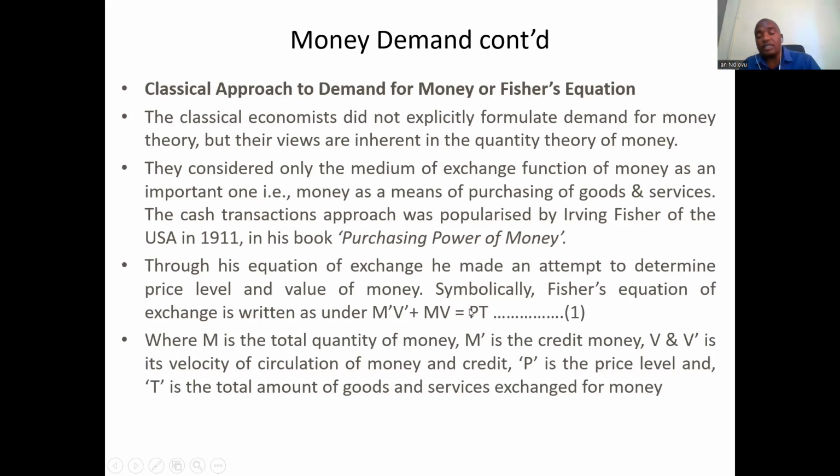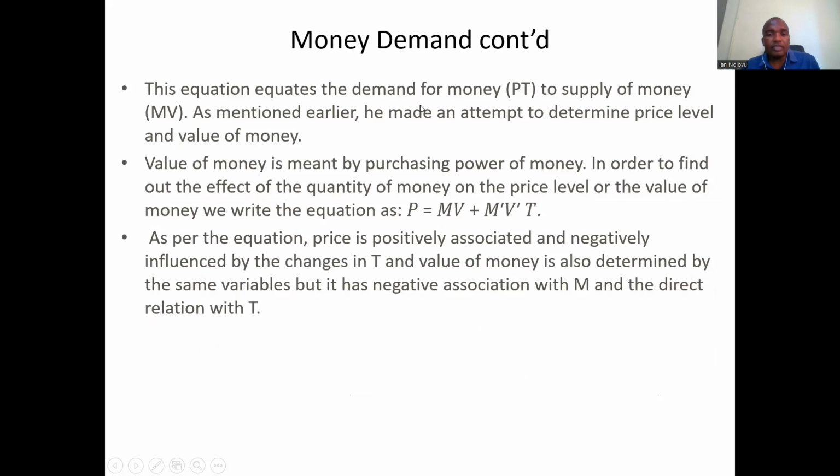So if we multiply the general price level by the total volume of transactions, it has to correspond to the amount of money which is circulating in an economy, which is credit money and the actual currency. This equation equates the demand for money, PT, to money supply, which is MV. But in this money supply there's also the credit aspect of money, which we know when we look at the credit creation mechanism in elementary macroeconomics at undergraduate level.